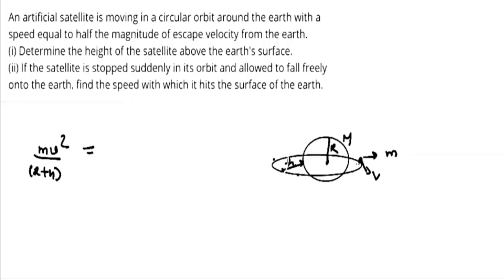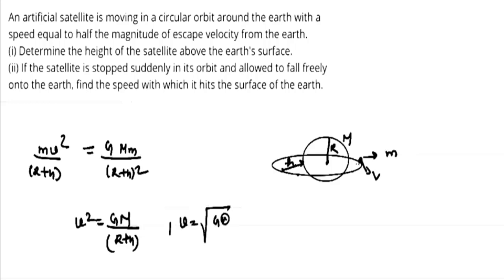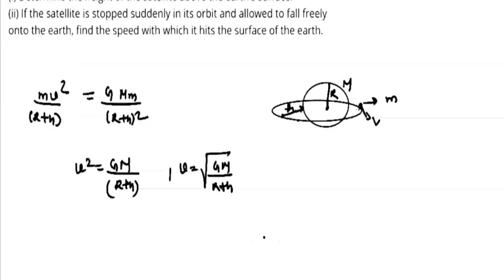Now what is the gravitational force that is acting on the satellite? It is G M into small m divided by r plus h whole square. Now from here we will get v square is equal to GM by r plus h, or v is equal to under root GM by r plus h. Now further, we know that the escape velocity of any object, or here the satellite, is under root 2 g r, where g is equal to GM by r square.